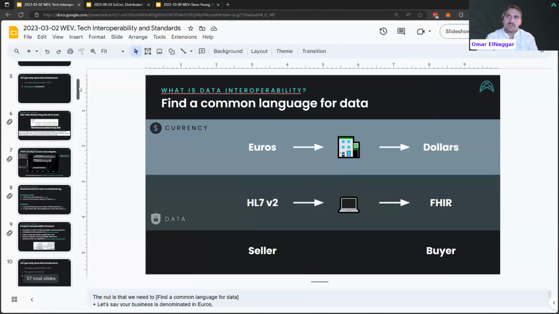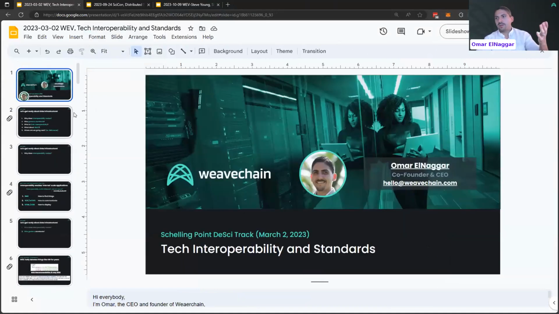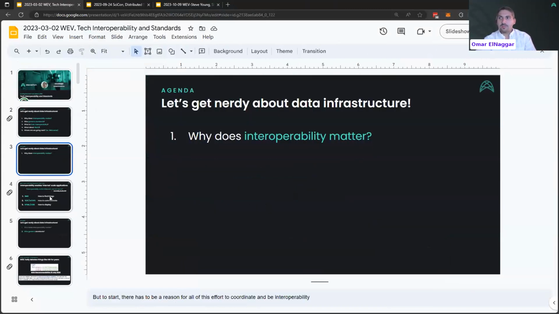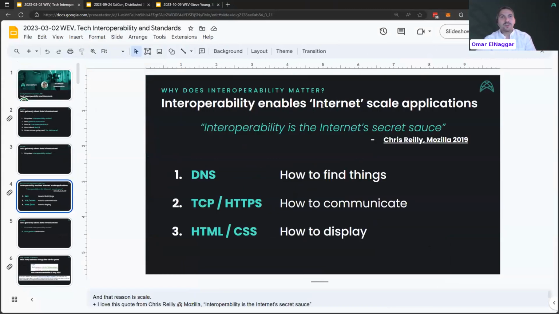Because at the end of the day, you remember we did this talk at DeSci Denver. It was like, why does interoperability matter? That's how you get to internet scale applications. And we want to see this for things like healthcare as well.